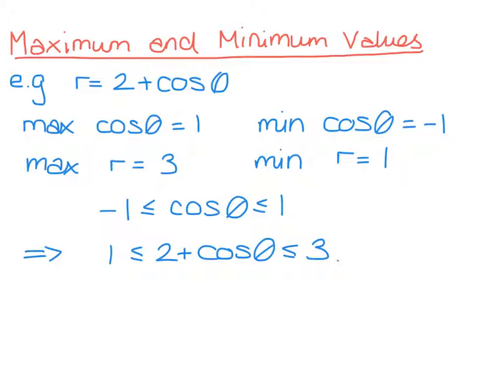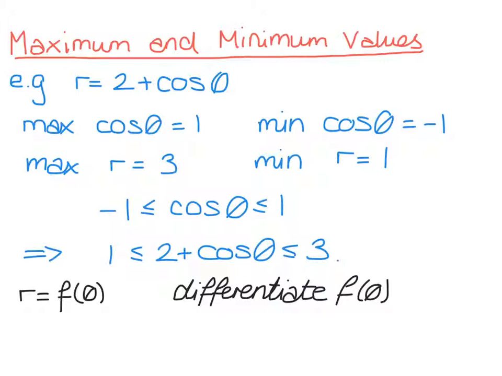In more complicated cases, when the equation is of the form r equals f of theta, you could differentiate f of theta, and setting this equal to 0 and solving will give the values of theta for which r is at its maximum and minimum.